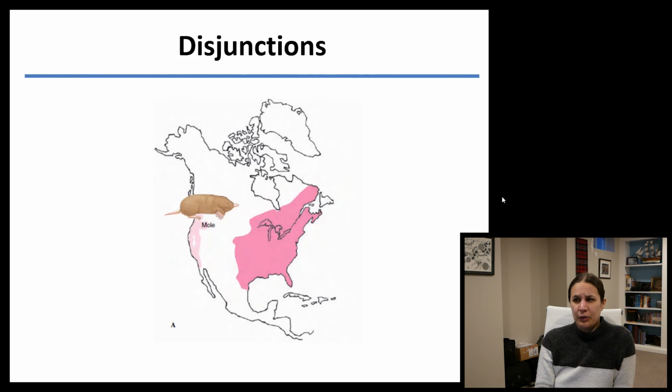All right, moving on to our second example. We're back in North America and we're looking at the mole. There's a dark pink and a light pink; those are two subspecies of mole. We're looking at this distribution. We have an eastern population and a western population. So again, pause the video, take a minute to think about why this distribution might exist.